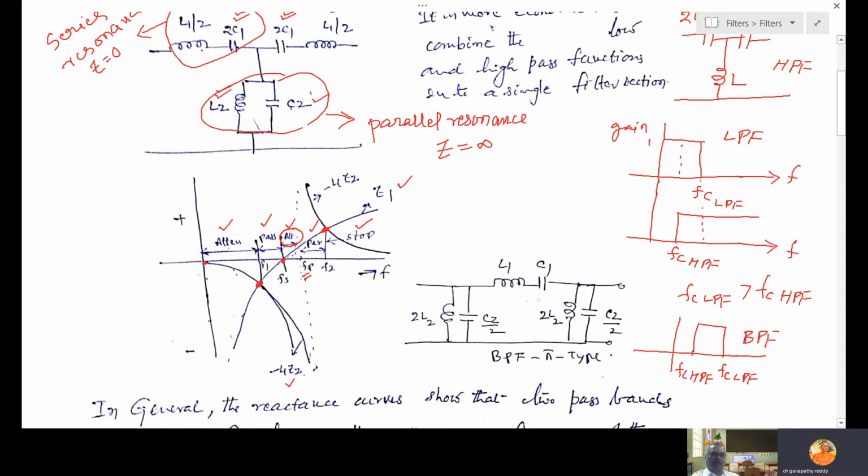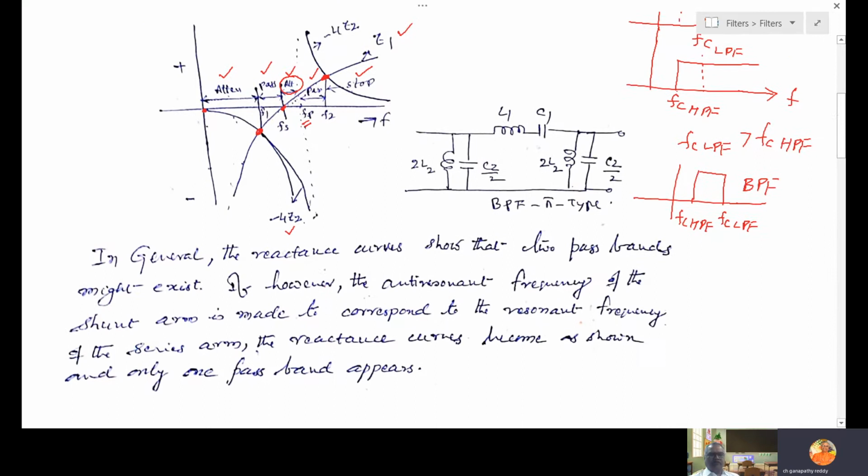But how to eliminate this attenuation band? To remove this one, Fs must be equal to Fp. What is Fs? Series resonance. Fp is parallel resonance. If we select the component values such that series resonance and parallel resonance are equal, then definitely this attenuation band is eliminated, both the pass bands are merged, and it works excellently like a band pass filter. So that is one prerequisite condition.